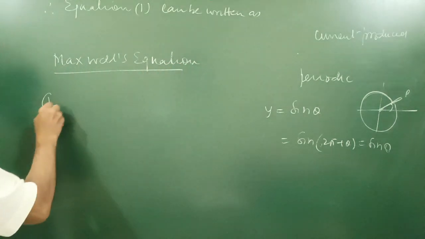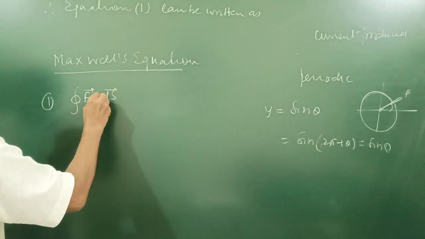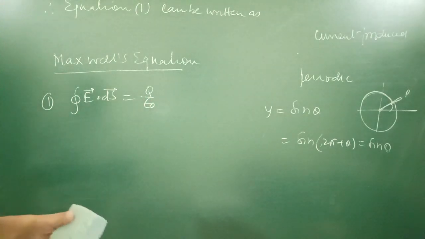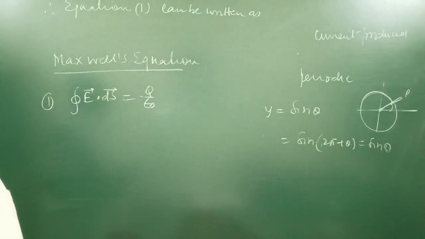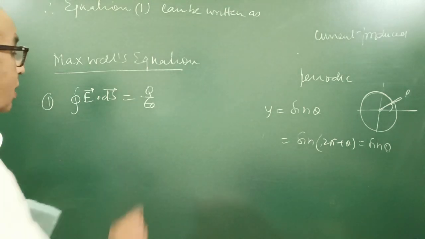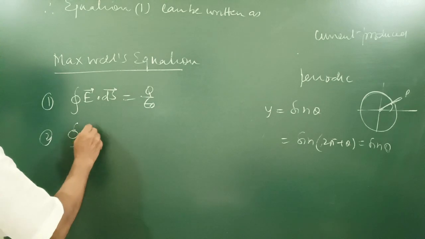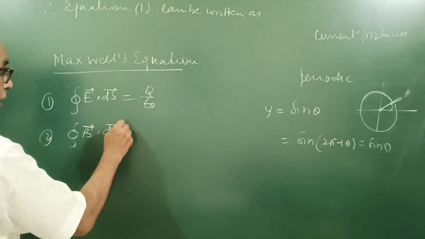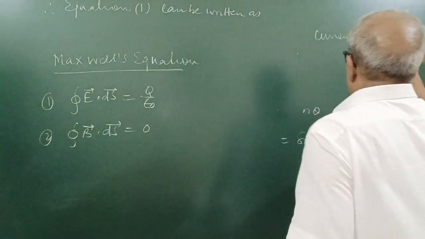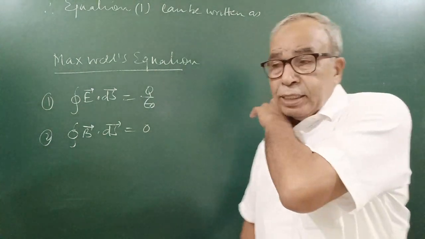Number 1 is the surface integral of E dot dS, the surface integral of the electric field, equal to Q upon epsilon 0. This equation is Gauss law in electrostatics, one fundamental equation for electrostatics, and tells that there is charge, there is electric field. Second is the surface integral of B dot dS, Gauss theorem in magnetism, equal to 0, and this equation tells that a single pole does not exist. Like a single charge exists, but a single pole does not exist.